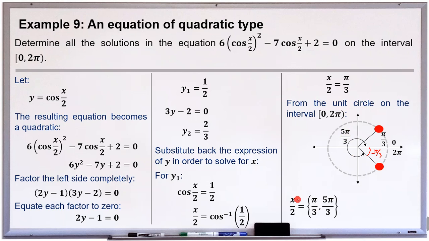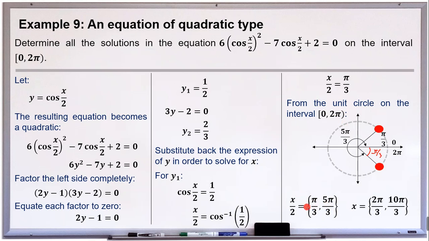So the possible answers for the angle, since it is only limited from 0 to 2 pi including 0, are pi over 3 and 5 pi over 3 and nothing else.